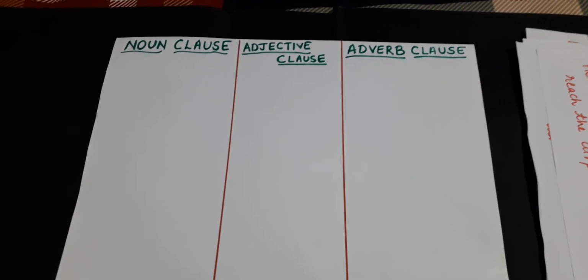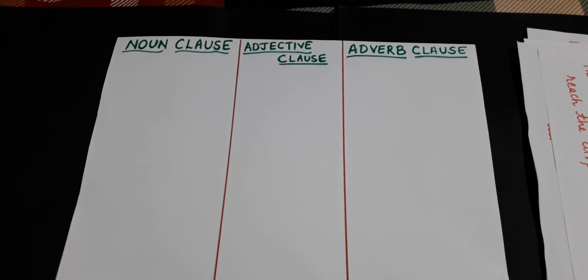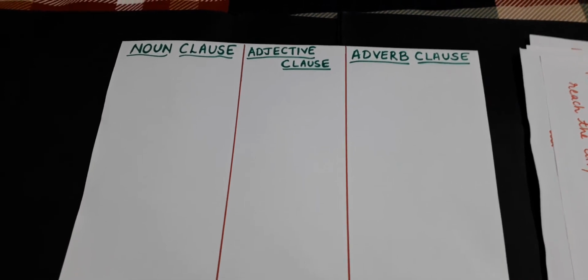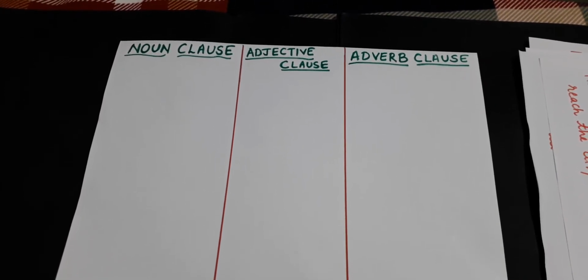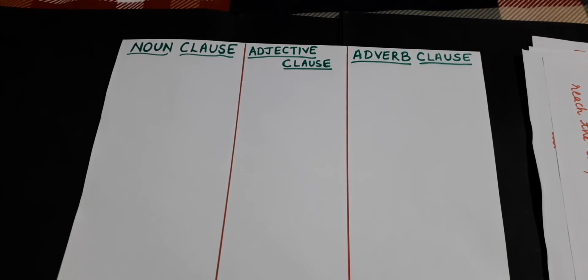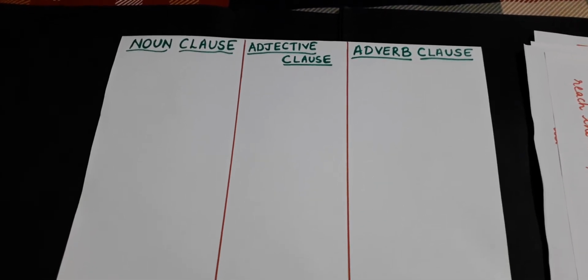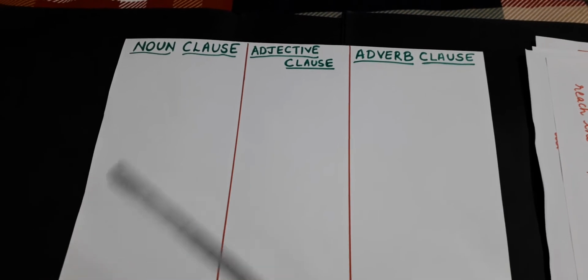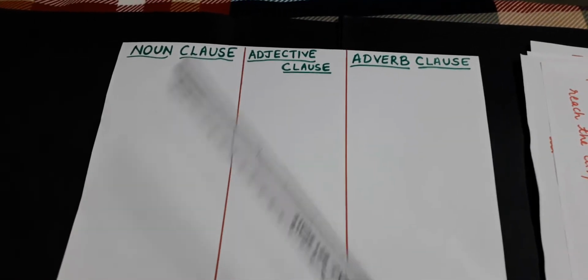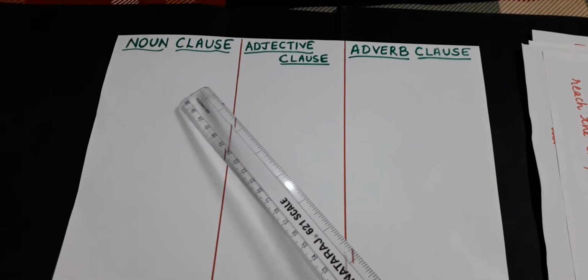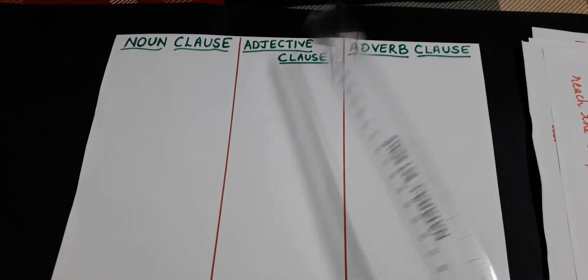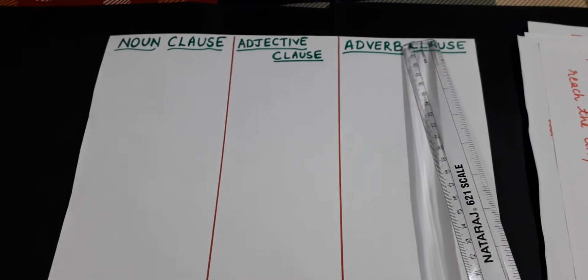For this activity you need a white A4 size sheet, sketch pens and a scale. Take the A4 size sheet and divide it into 3 columns and put the headings as noun clause, adjective clause and adverb clause.